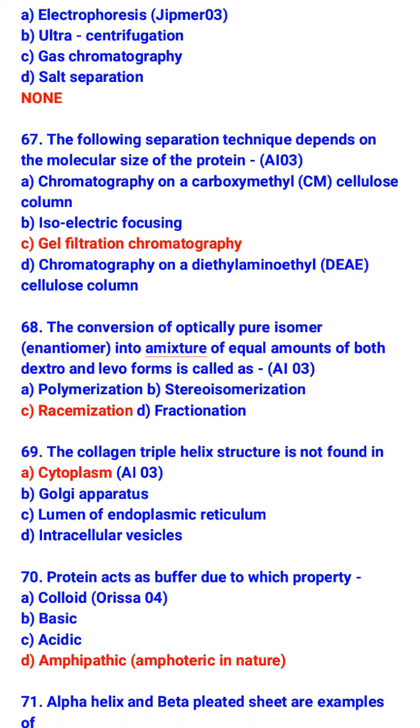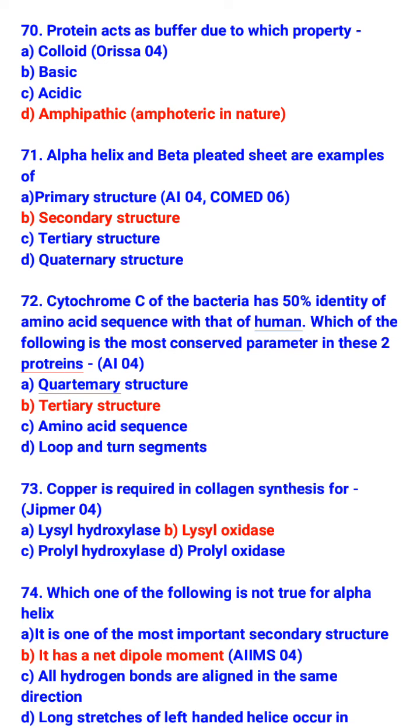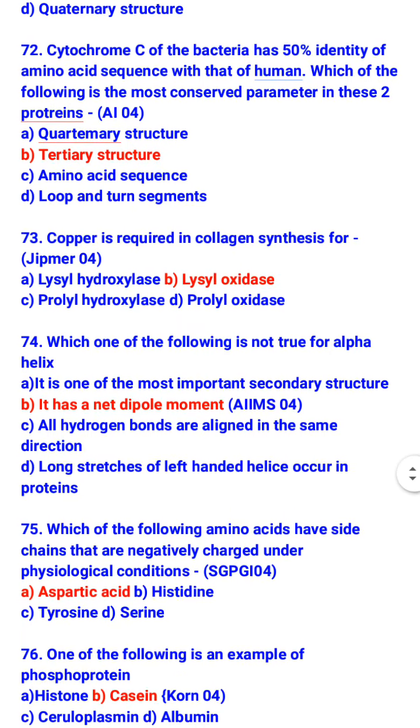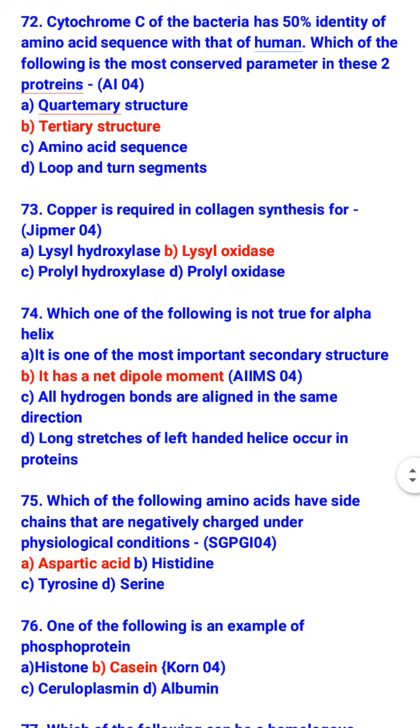Cytochrome C of the bacteria has 50% identity of amino acid sequence with that of human. Which of the following is the most conserved parameter in these two proteins? Tertiary structure. Copper is required in collagen synthesis for lysyl oxidase. Which one of the following is not true for alpha helix? It has a net dipole moment.